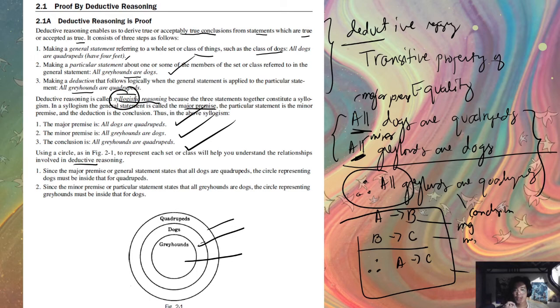Since the minor premise or the particular statement states that all greyhounds are dogs, the circle representing the greyhounds must be inside for dogs, or should be the smallest one.